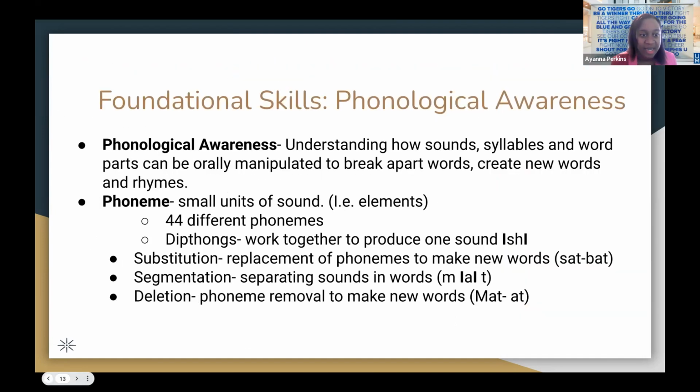I would just like to add a little bit to that. When we do this out loud, segmentation and phoneme blending are concepts that are sometimes difficult to differentiate. What you want to think about is what you're asking the students to do. Segmentation is separating the sounds in words, and blending is putting those together to make the word. When we separate the M, the A, and the T, that's segmentation. When we're blending, we're saying mat, putting it together. So make sure in your notes that you also add blending.